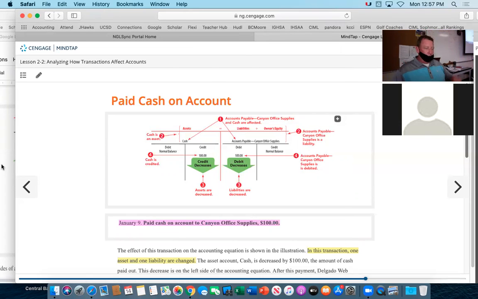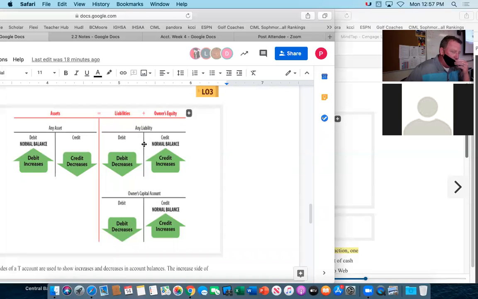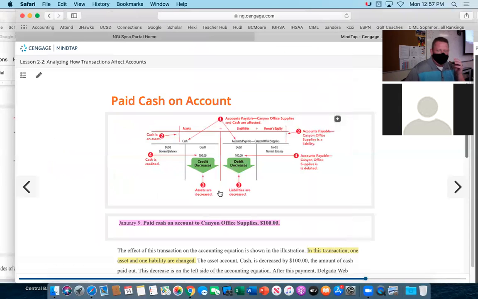And again, right now, what you're trying to do, and it might seem really goofy, is just remember, when I increase the liability, when I increase accounts payable, when I buy supplies on account, it's a credit. When you pay bills off, you credit cash, and then you debit the bill and make the bill lower.